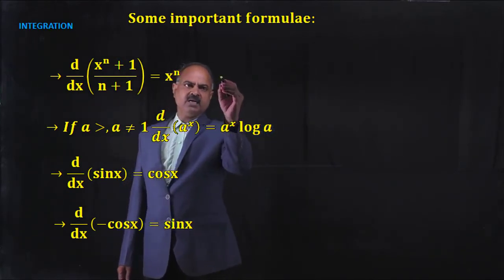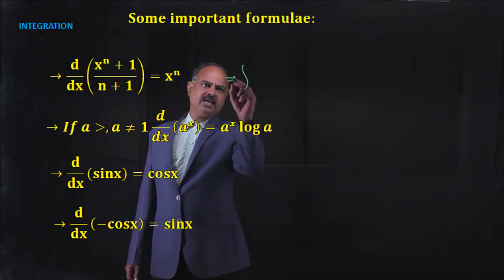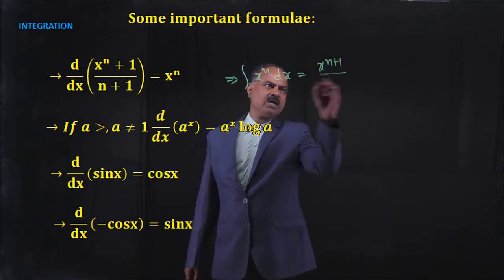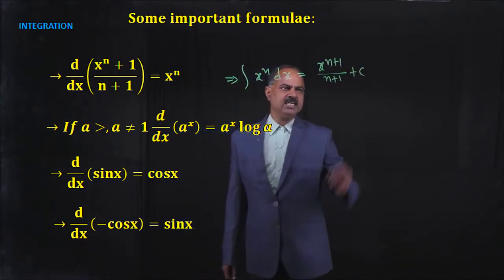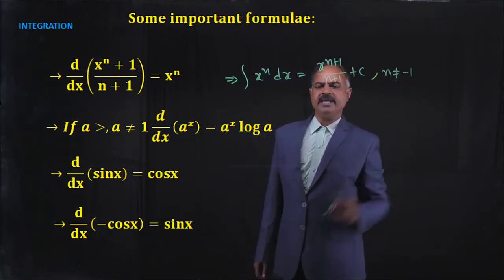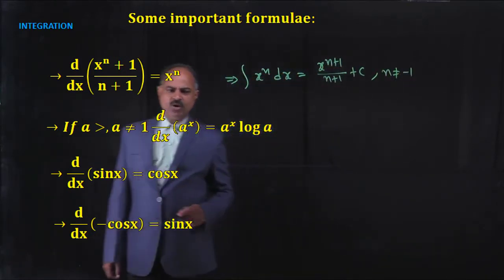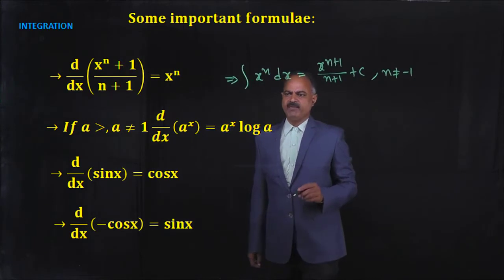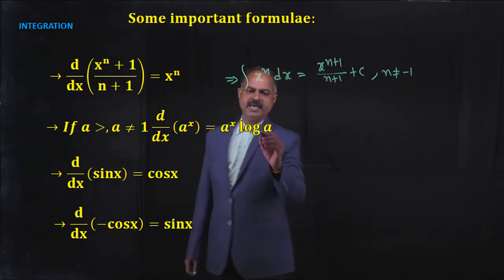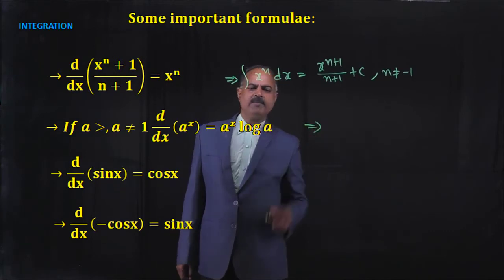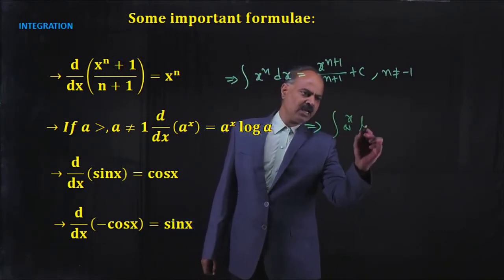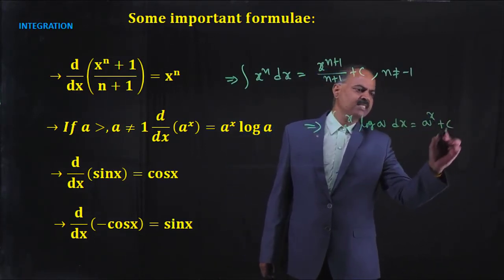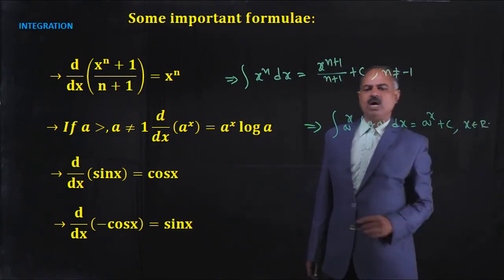So this implies integral x to the power n dx equals x to the power n plus 1 by n plus 1 plus integration constant c, n not equal to minus 1. If a is greater than 0 and a not equal to 1, d by dx of a power x equals a power x log a. So this implies integral a power x log a dx equals a power x plus c, where x belongs to R.